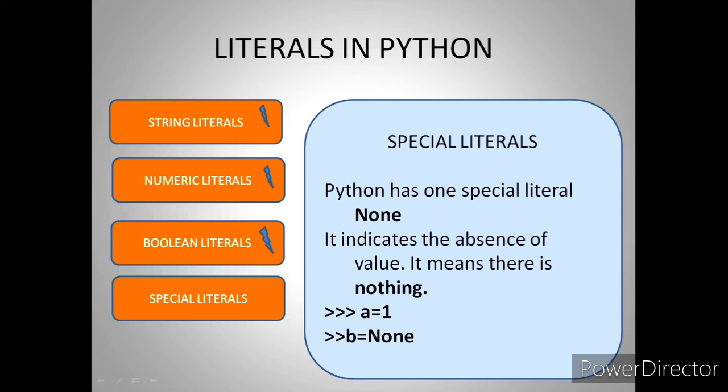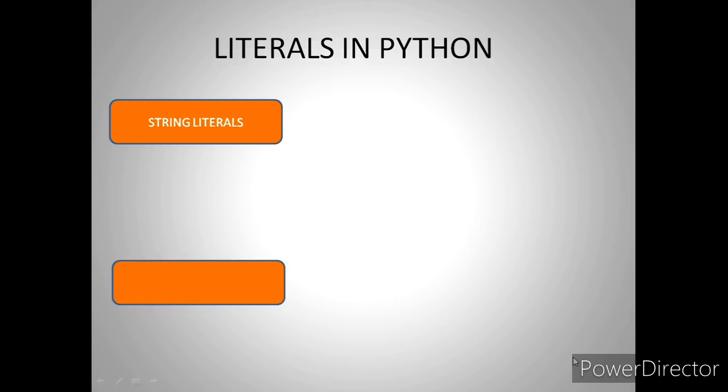Suppose I say a is equal to 1 and b is equal to None. Here it means that 1 is referred to by the variable a, whereas nothing is referred to by the variable b. Okay, I hope it is clear. So only one more thing is left.